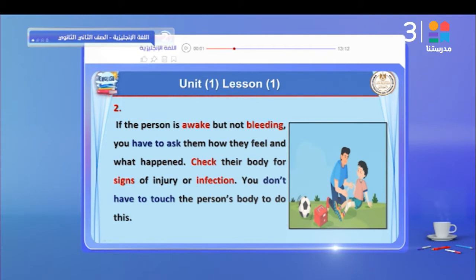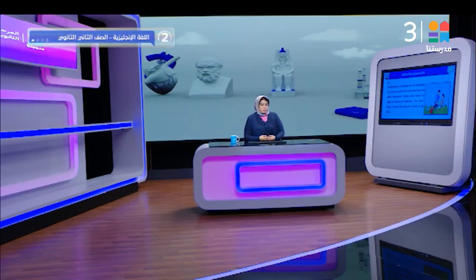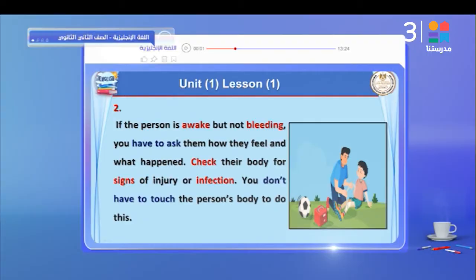Or infection. What does the word infection mean? Infection means that maybe you got a virus, or this person got a virus, or something like this. Okay? Meaning contagion. You don't have to touch the person's body to do this.